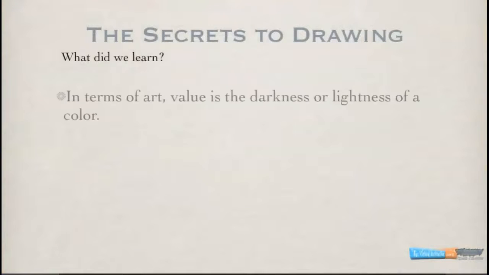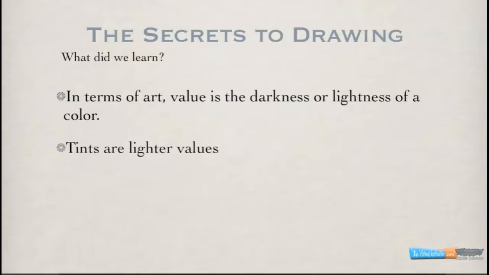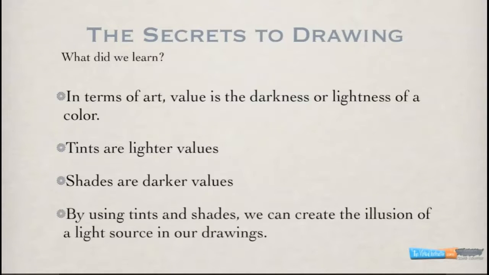So let's take a look at what we learned today. First, in terms of art, value is the darkness or lightness of a color. It's incredibly important. We learned that tints are the lighter values on a value scale. We also learned that shades are the darker values on a value scale. And most importantly, we learned by using tints and shades, we can create the illusion of a light source in our drawings. And I hope you've seen that creating a light source in our drawings is incredibly important, because after all, light is how we see.